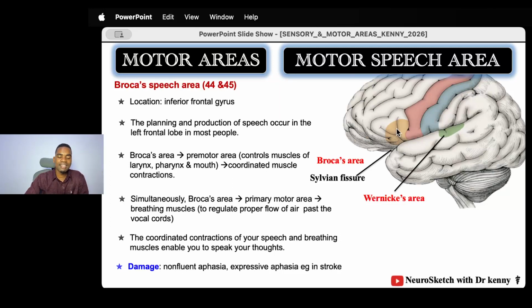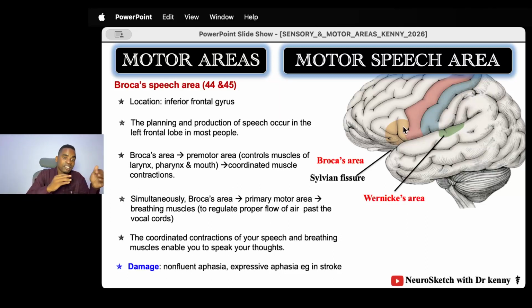This is the motor area, which means it deals with the planning and the production of speech. Remember, speech has both a sensory part and a motor part. The sensory part we've already seen in the primary auditory area, which receives the information, and the auditory association area, which is Wernicke's area, Brodmann area 22. This deals with interpreting and understanding written and spoken language.